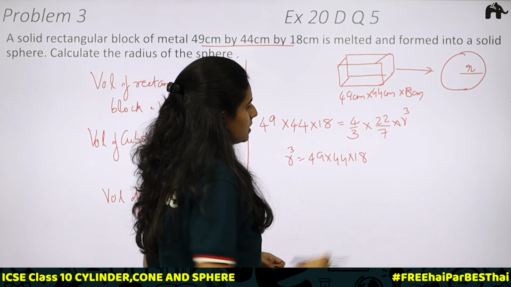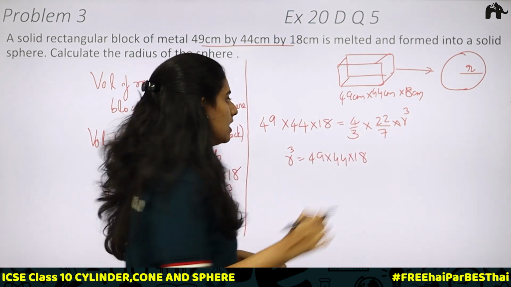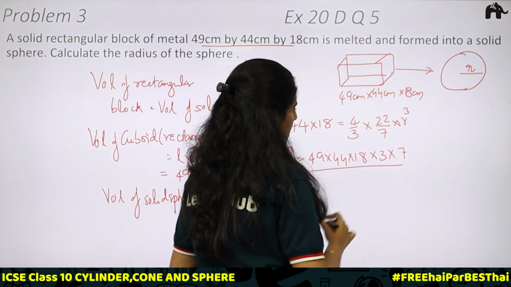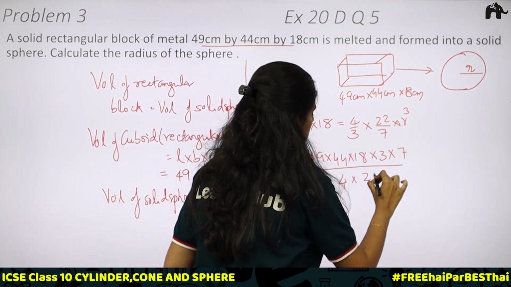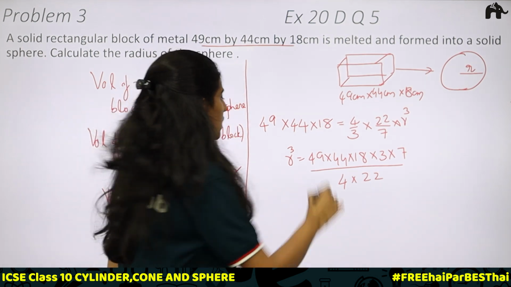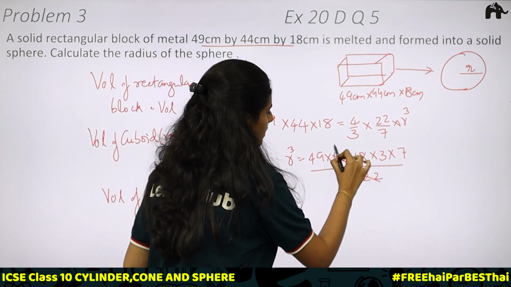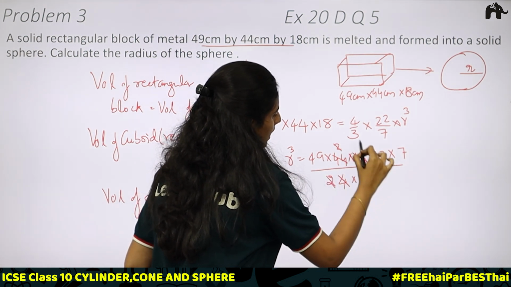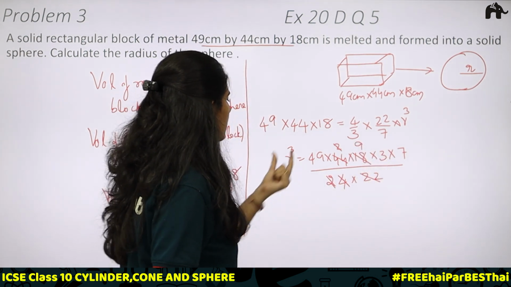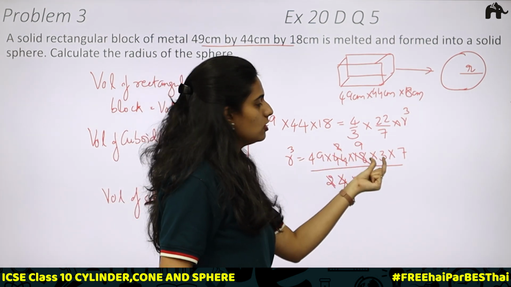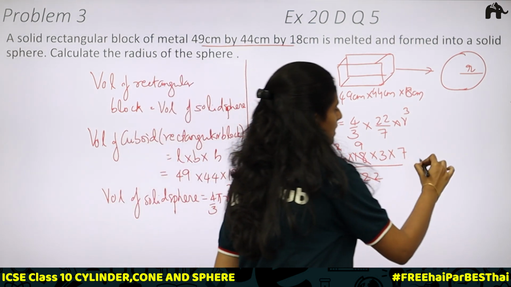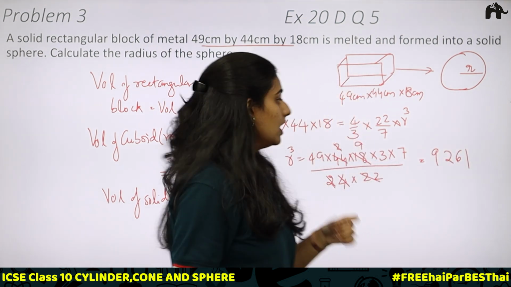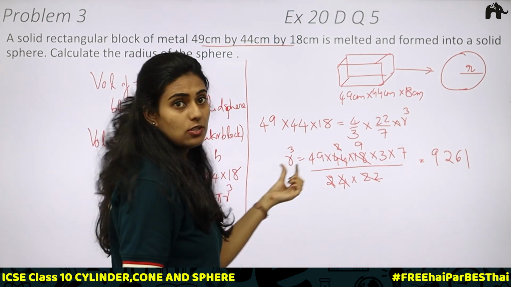3 taken to the opposite side, 7 taken to the opposite side. There it becomes multiplication: 3 into 7 divided by 4 into 22. 22, 44 can be cancelled. We get 2 here, 2 and 4. Again 2, 2 and 18, 9. So on multiplying 49 into 9 into 3 into 7, you will be getting 9261. 9261 is the value of r cube.